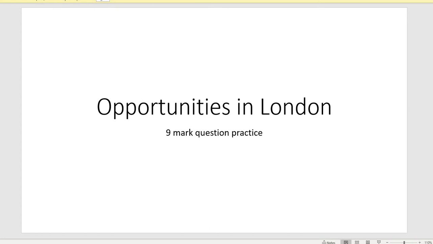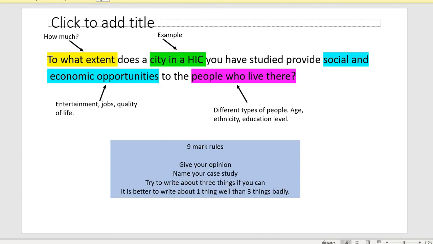And we are going to have a look at a question that reflects the work we've been doing in lessons and looks at the different opportunities that are available in London. So let's have a little look at the question that we're going to have a go at. So this is a typical kind of question that you would get on the exam paper. So it says, to what extent does a city in a HIC you have studied provide social and economic opportunities to the people who live there?